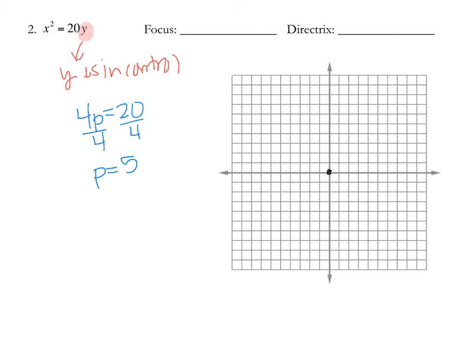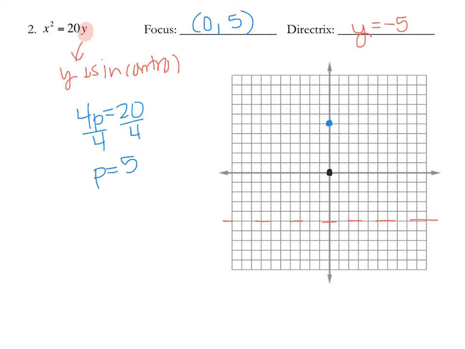And I know we're going to start at 0, 0. And now I'm moving in the y direction, because y is in control. I'm going to move in the y direction, positive 5. 1, 2, 3, 4, 5. That's going to be my focus point. And then my directrix is going to go the other way. 1, 2, 3, 4, 5. And I'm going to draw a dotted line through y equals -5. So then I can write down right away my focus point is over 0, up 5. And my directrix is y equals -5.